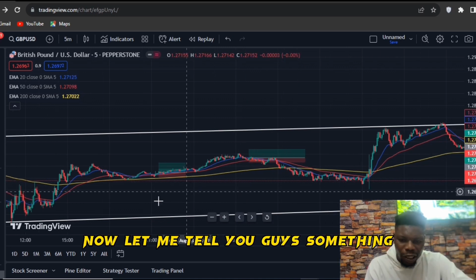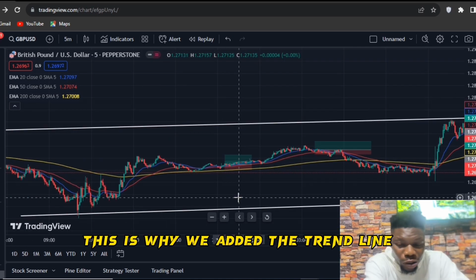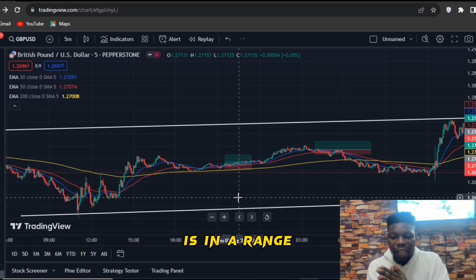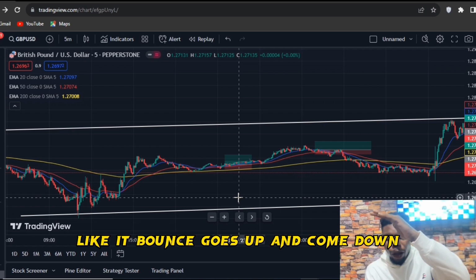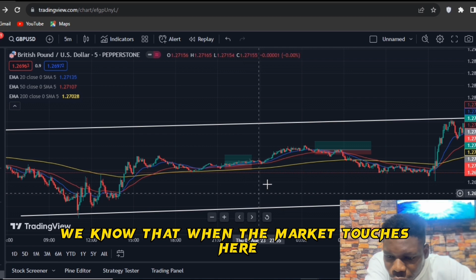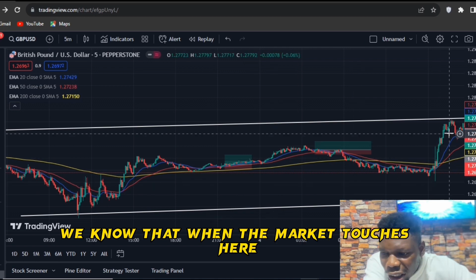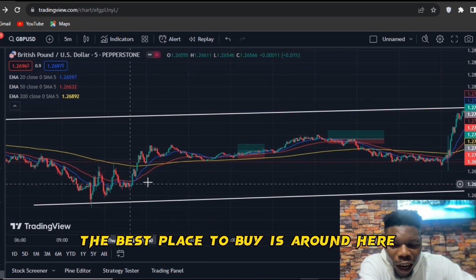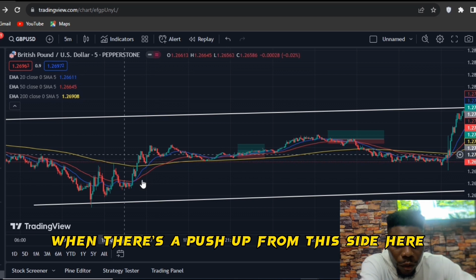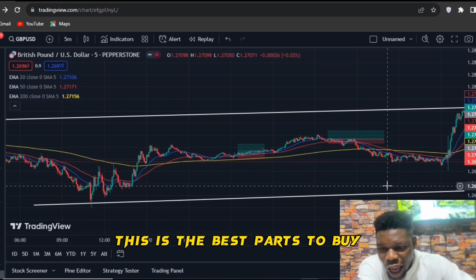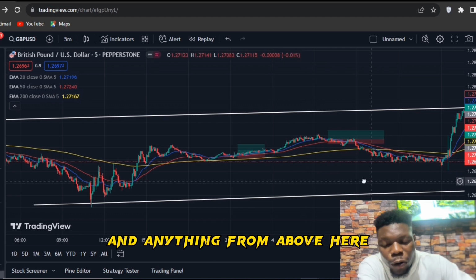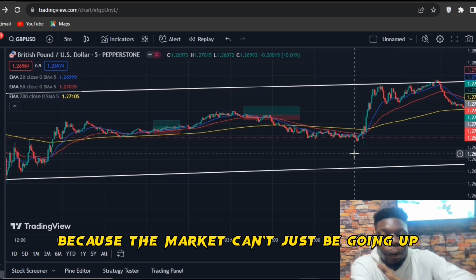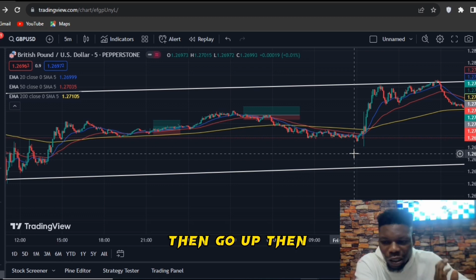Now let me tell you guys something. This is why we added the trend line. The market is in a range, like it goes up and comes down. You know that when the market touches here, the market automatically comes down. The best place to buy is around here when there's a push up from this side. Anything from above here, you should know that the market will reverse, because the market can't just be going up. It has to go down, then go up, you understand.